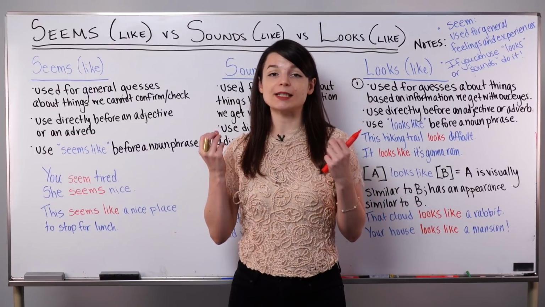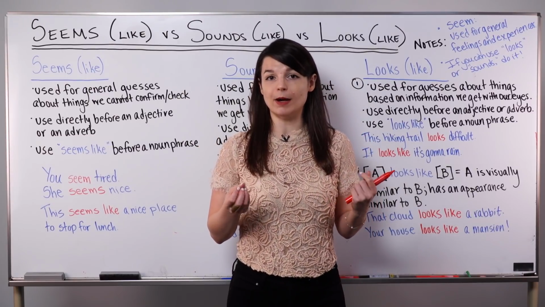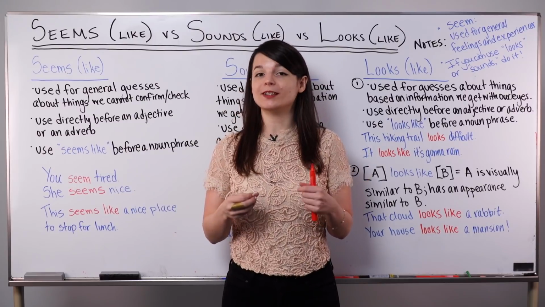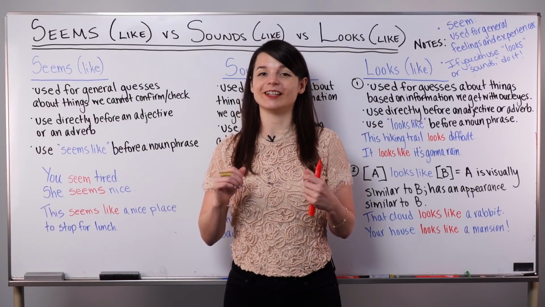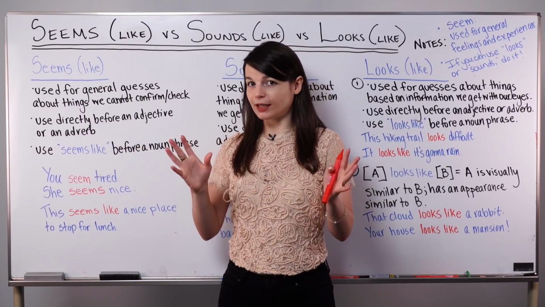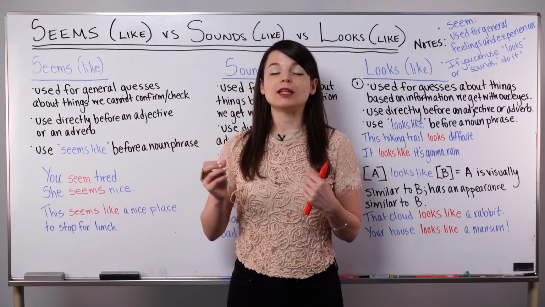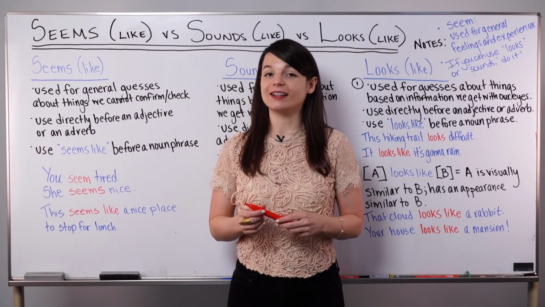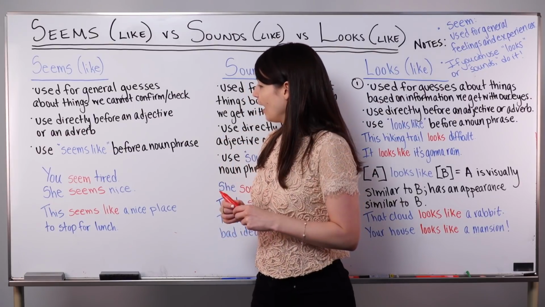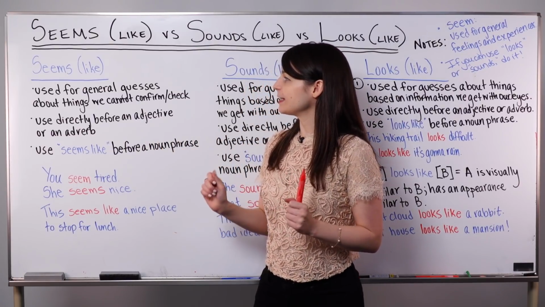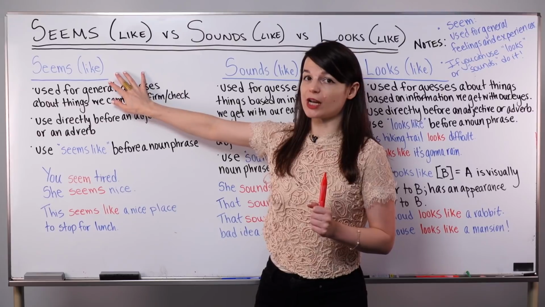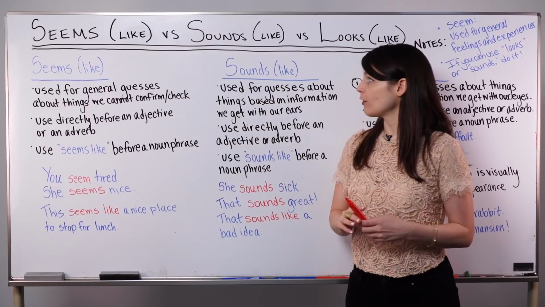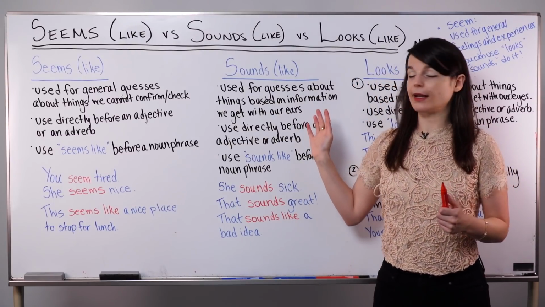So we need to use seems like to talk about it. So that place seems like a nice place. We could say it seems nice, sure, but if we're talking about the place, the actual noun, we need to use seems like to describe that. So it seems like a nice place. Okay. So with seems in mind, which we use for general guesses, let's continue on to the next part, which focuses on sounds.